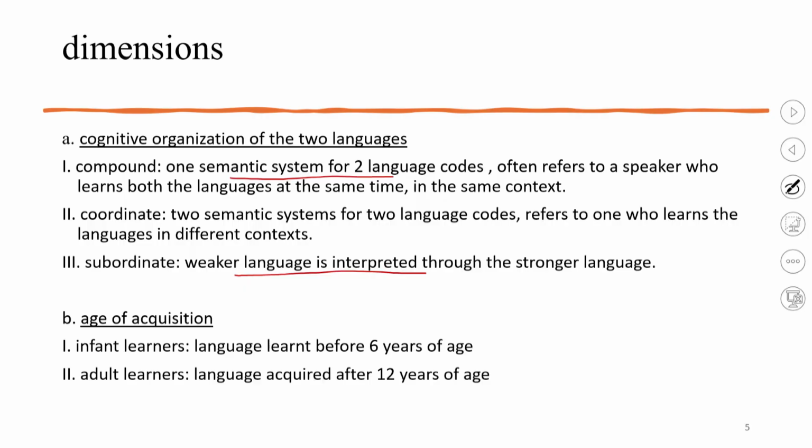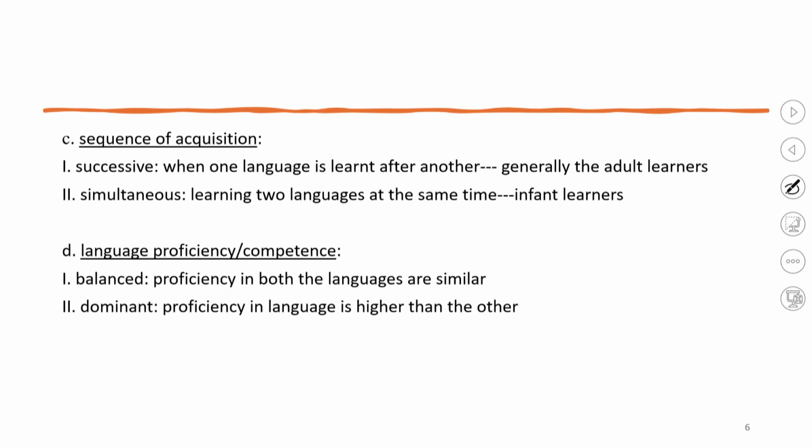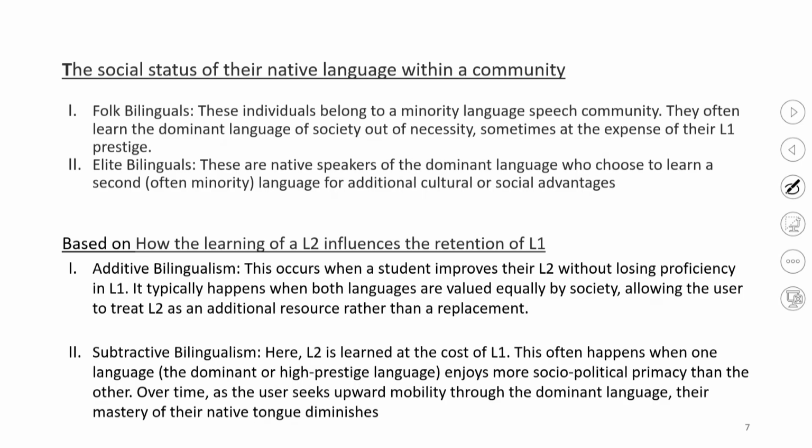Age of acquisition: if we take age as a variable, then we have infant learners and adult learners. This is self-explanatory. Sequence of acquisition, again: successive versus simultaneous. Simultaneous is when both languages are learnt at the same time. Typically, this correlates with early learners, infant learners, and successive is when you learn one language after another. On the basis of proficiency also, we divide them into two categories, balanced versus dominant. Dominant is when one language dominates the other, so one language has a higher proficiency compared to the other. Balanced is when you have comparable proficiency in both.